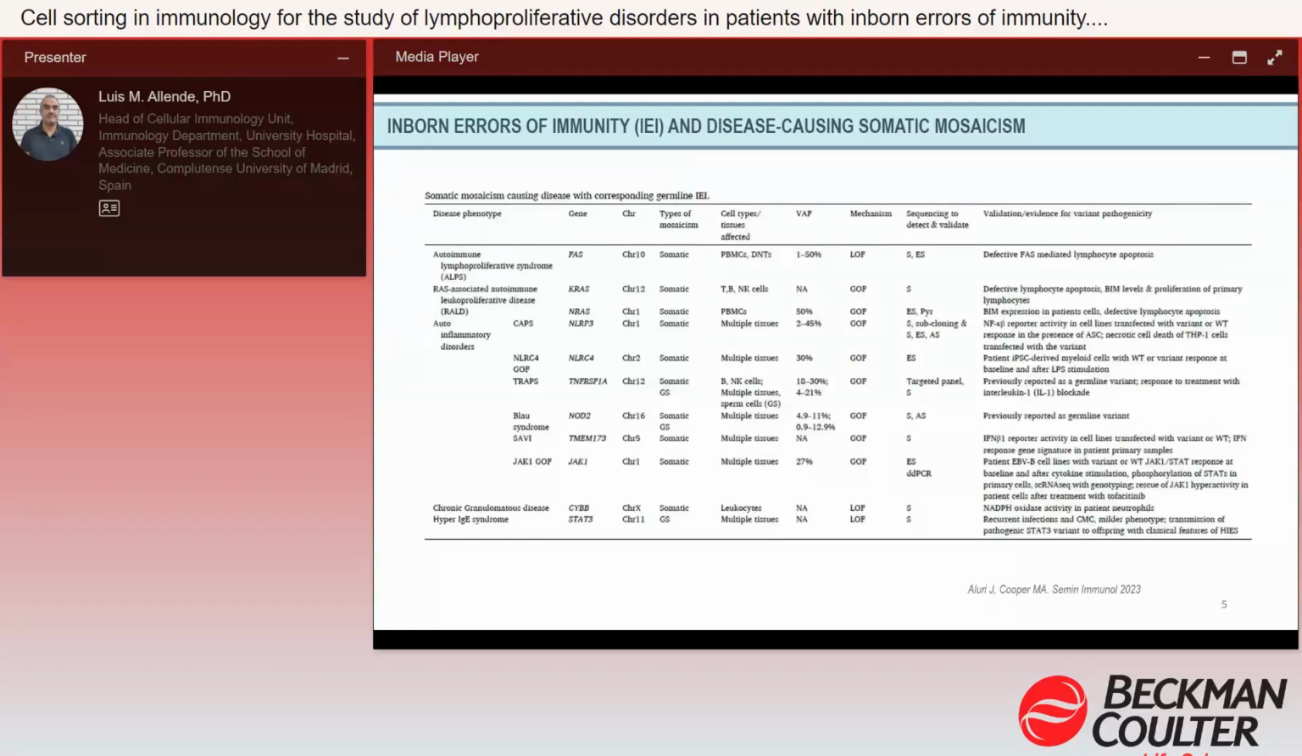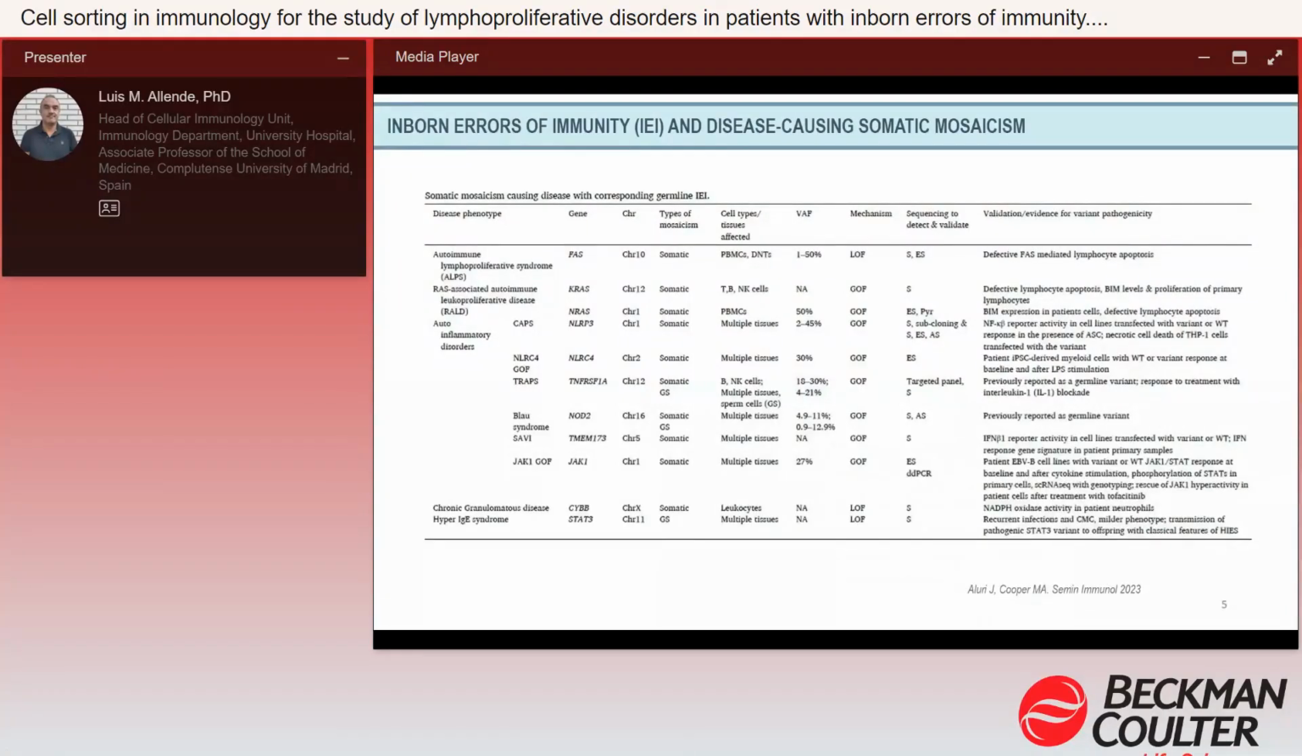The discovery of somatic mosaicisms causing primary immunodeficiency has largely arisen from investigation of sporadic cases of primary immunodeficiencies with predominant symptoms of autoinflammation and/or autoimmunity, in which germline disease-causing variants are not detected. Disease-causing somatic mosaicisms have been identified in genes that also cause germline inborn errors of immunity, such as FAS in the slide, and autoinflammatory disorders.